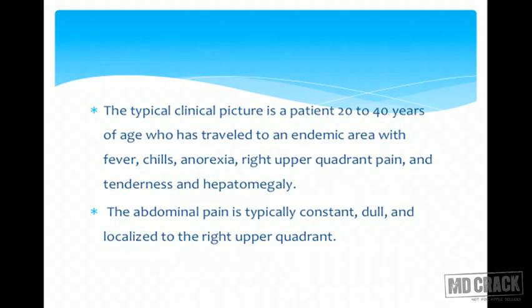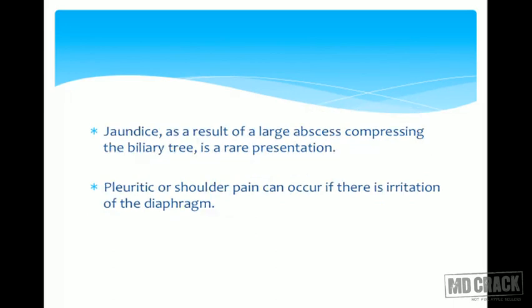The typical clinical picture is a patient aged 20 to 40 years, who has traveled to an endemic area, and presents with fever, chills, anorexia and right upper quadrant pain, and may have tenderness along with hepatomegaly. The abdominal pain is typically constant, dull aching, localized on the right side of the abdomen. Jaundice as a result of a large abscess compressing the biliary tree is a rare presentation. Pleuritic or shoulder pain can occur if the abscess irritates the diaphragm. This is the referred pain to the right shoulder.